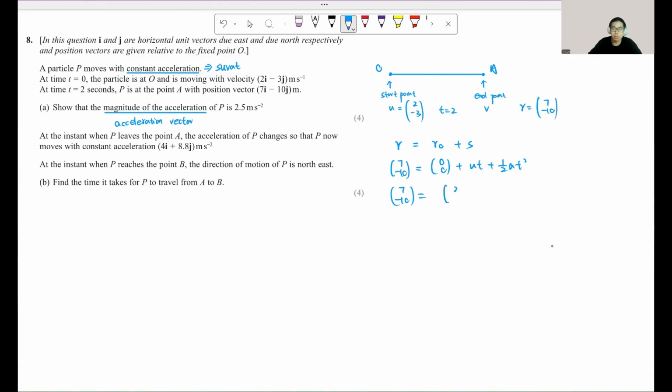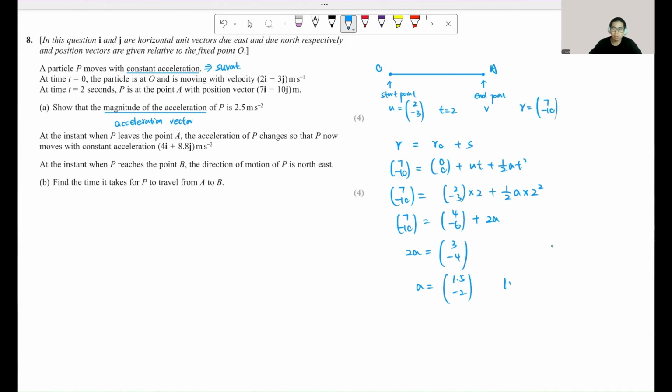Then u is 2, -3, time is 2, plus half times a, which is what we're trying to work out, times t squared, which is 2 squared. So 7, -10 is equal to 4, -6, plus 2 squared is 4, times half is 2, so 2a. Then 2a is equal to 7, -10 minus 4, -6 for both sides. 7 minus 4 is 3. -10 minus -6 is -4. So the acceleration vector will be 1.5 and -2.